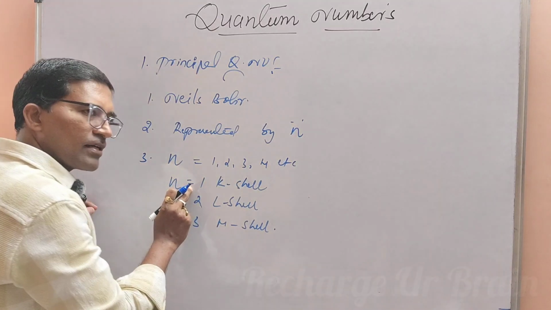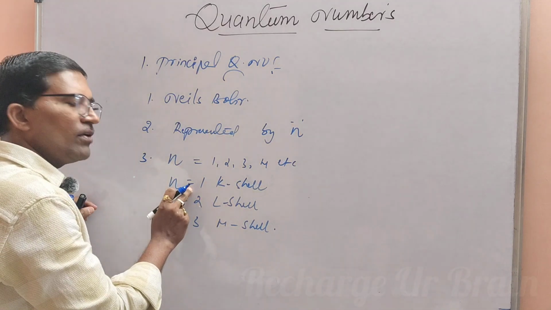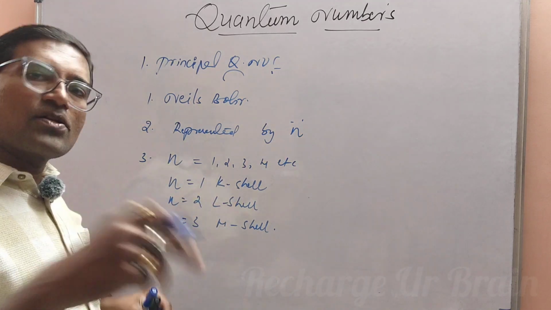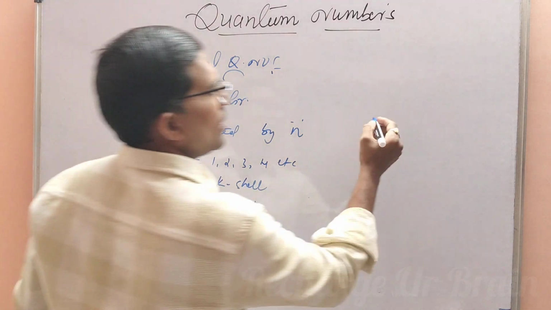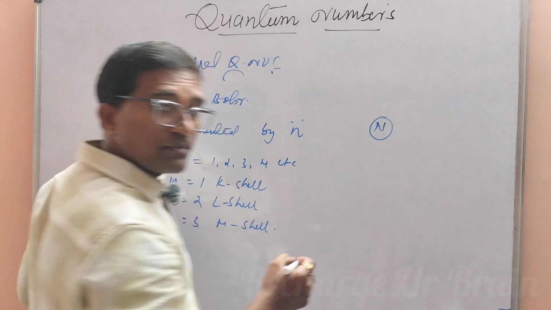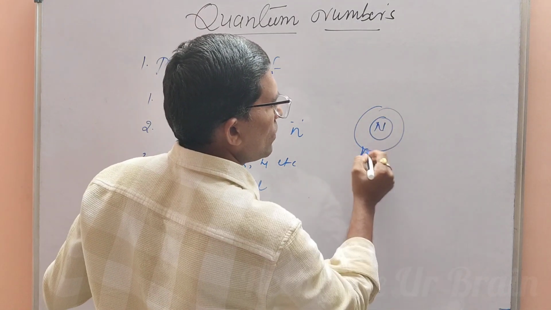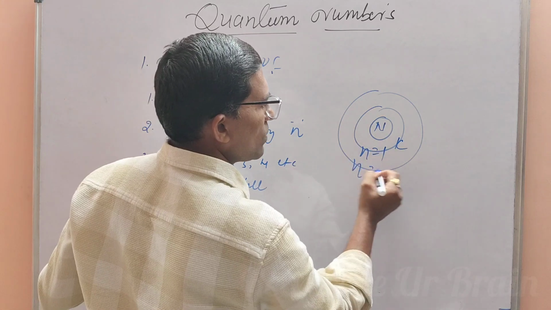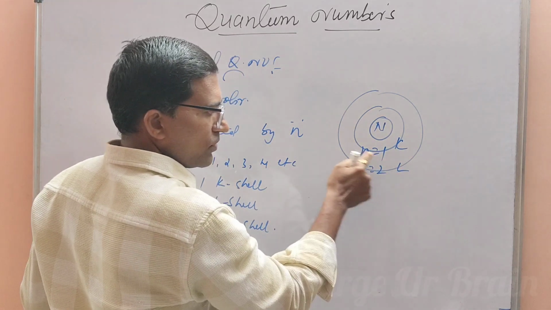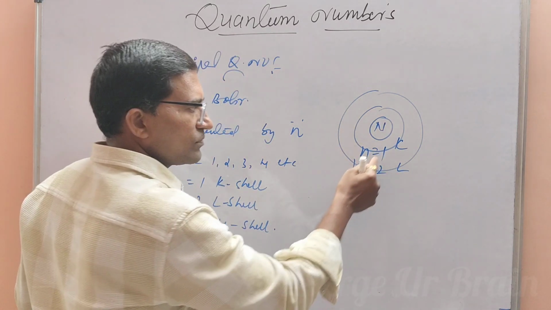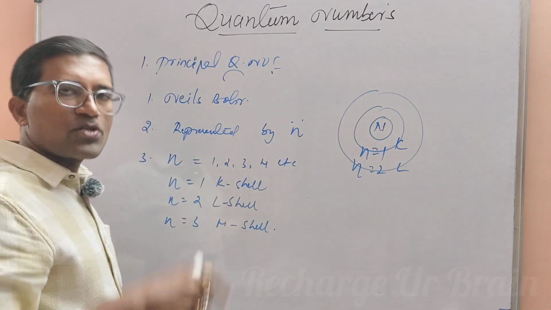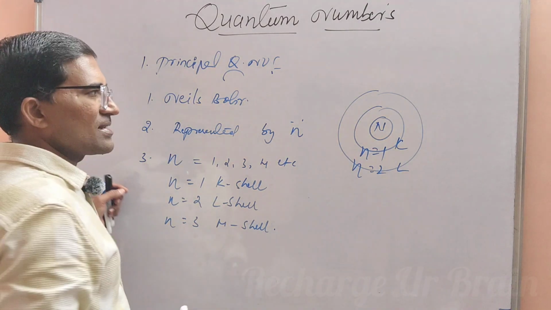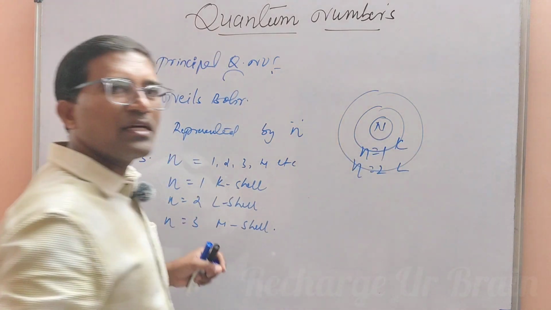Did you observe? As the N value is increasing, the size and energy of the shell also increase. For example, this is the nucleus of a given atom. If I take N is equal to 1, the K shell, and then N is equal to 2, the L shell, as the N value increases, the size of the orbit or shell increases, and the energy of the orbit also increases.